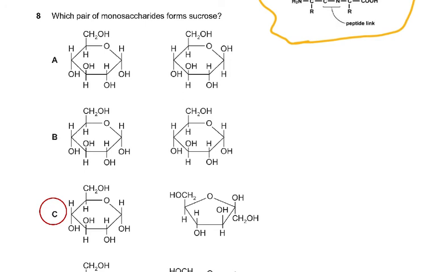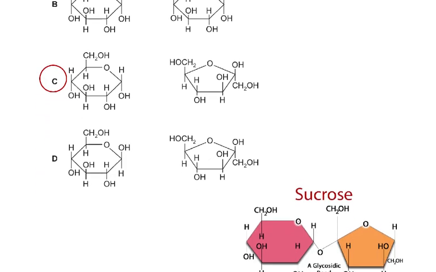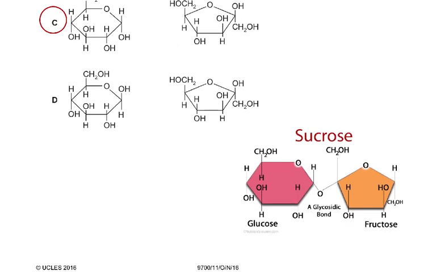Then we come on to question 8. Now if you look at question 8, which pair of monosaccharides form sucrose? Now we all know that. And if you look at the sucrose molecule, this is the sucrose molecule. So it's made of glucose and fructose. So you have to know the chemistry of it and you have to be very clear about it. So which pair, glycosidic bond? So it had to be C.